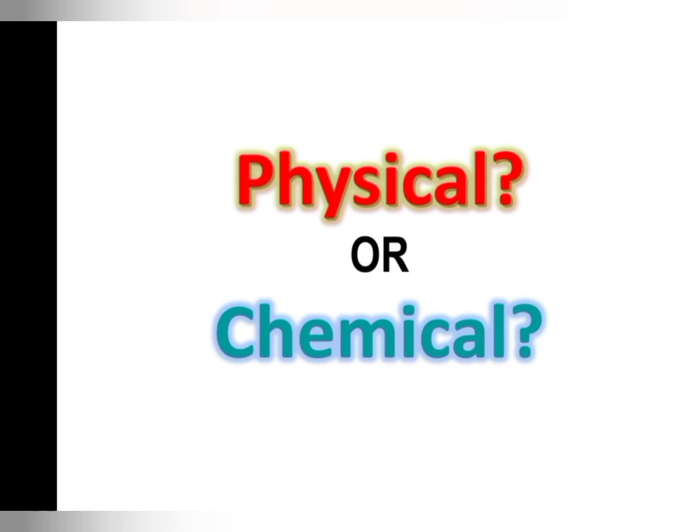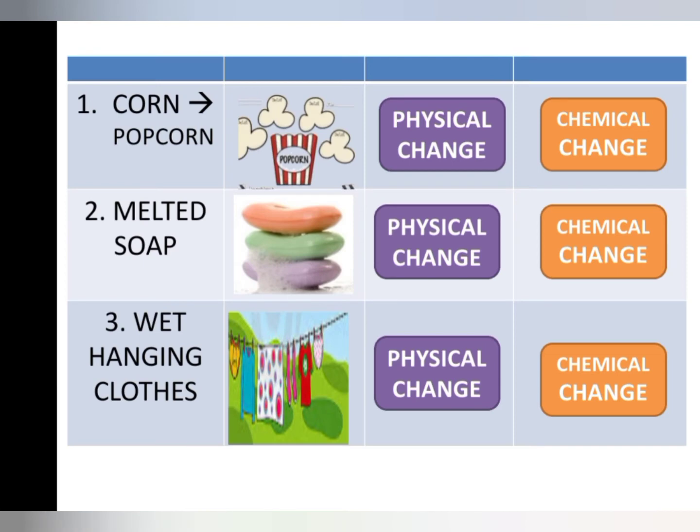So let's have an example. So let's try. Is it physical or chemical? You would just tell me. If you're in your home, you can write on the paper or you just can say your answer out loud if it's physical or chemical. So number 1, if a corn is turned to be a popcorn, is it physical or chemical? Number 2, melted soap. What change does it occur? Physical or chemical? Wet hanging clothes. Physical or chemical?